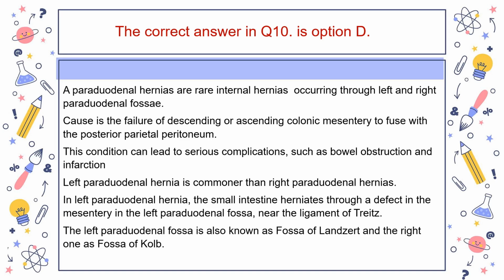Left paraduodenal hernia is commoner than right paraduodenal hernia. Left paraduodenal hernia is a hernia into the descending mesocolon, where the small intestine herniates through a defect in the mesentery in the left paraduodenal fossa near the ligament of Treitz. The left paraduodenal fossa is also known as the fossa of Landzert and the right one as the fossa of Waldeyer. Treatment is bowel reduction and obliteration of the hernia defect by simple closure or by wide opening of the sac.